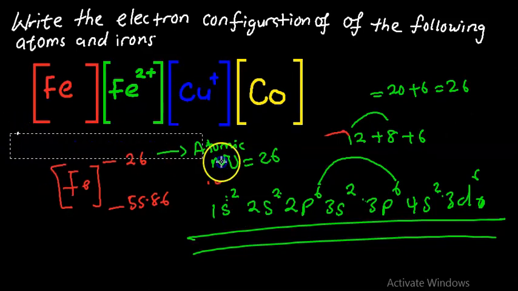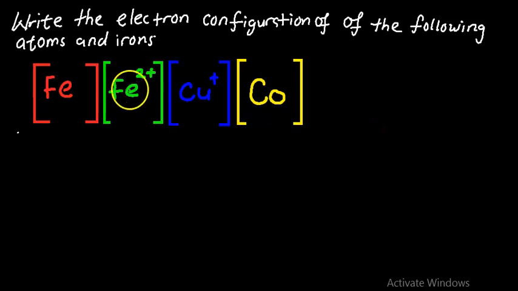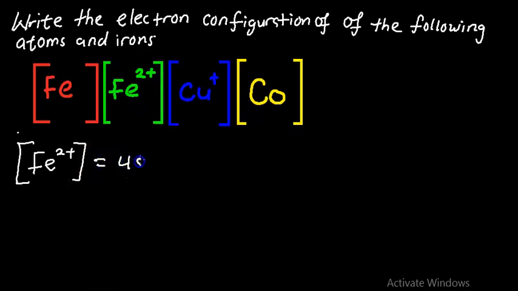Let's try another problem. So the next thing we have on the list is ferrous iron, which is Fe2 positive. When iron loses 2 electrons, it forms this. It's nothing but the iron actually losing 2 electrons. And in this case, the electrons it loses are simply going to be 4s2. That is the first electrons, right?